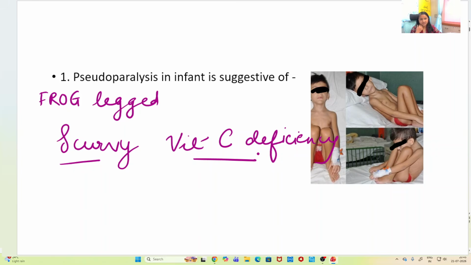That is why there is voluntary immobilization of the limb in these cases, because of the swollen and tender limbs. The child will cry on touching the limbs. So that's why it is called pseudo paralysis. It is not actual paralysis, and the frog-legged position is what the child takes.